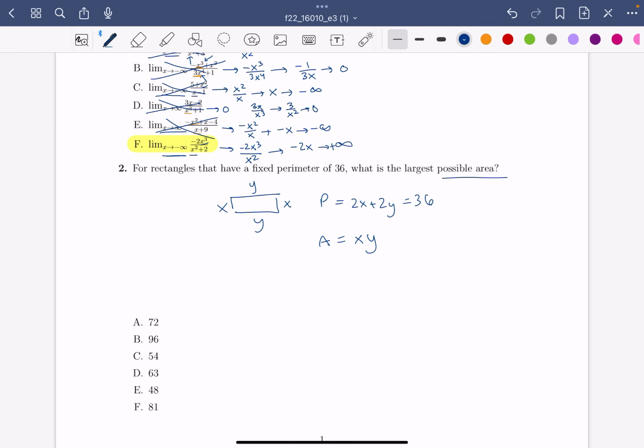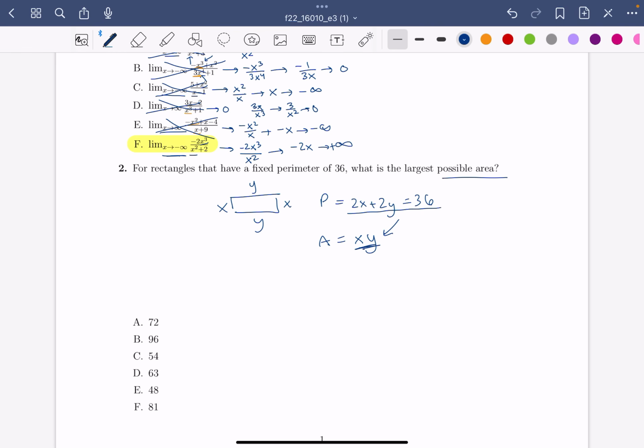So to find the largest area, we need to find where the derivative equals 0. Unfortunately, we have two different variables in here, so we can't really take the derivative yet. But because we have this other equation up here, we can solve for either x or y and plug it back into this area equation so we can actually differentiate. So I'm going to go ahead and solve for x.